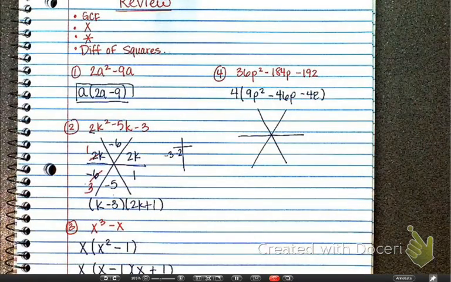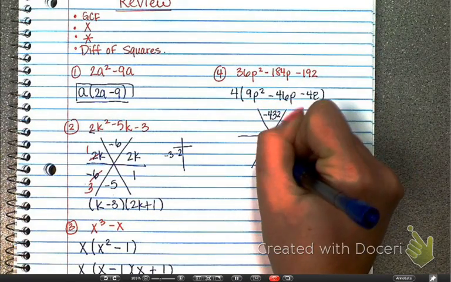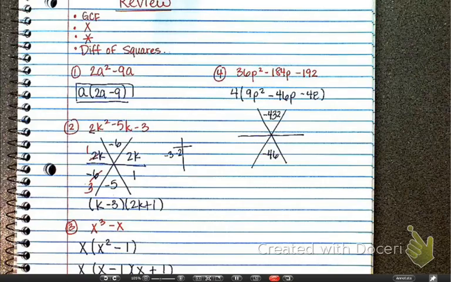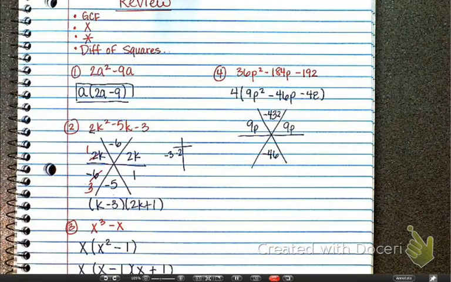9 times negative 48 gives me a negative 432. And then I have a negative 46 on the bottom. A 9p and a 9p. So two numbers that multiply to negative 432 and add to negative 46. I have no idea what the factors of 432 are, so I'm going to start dividing.